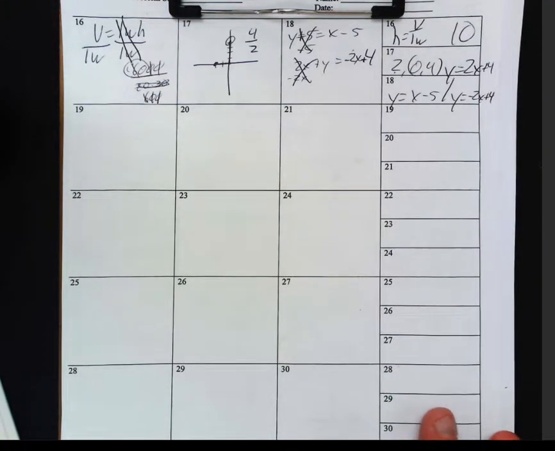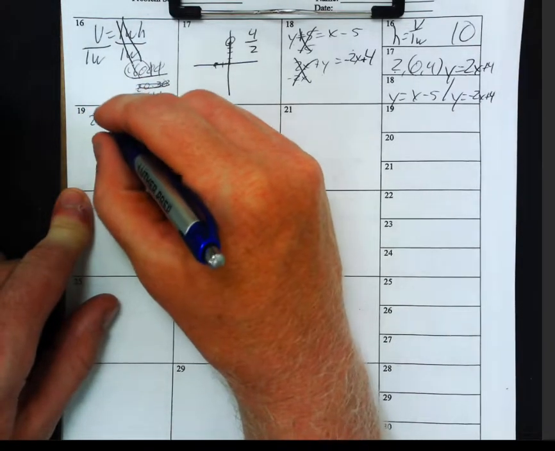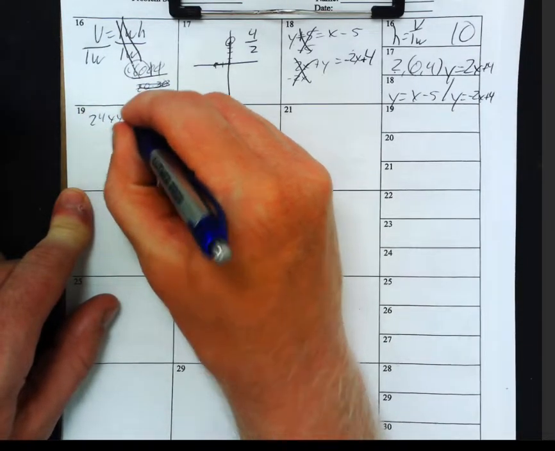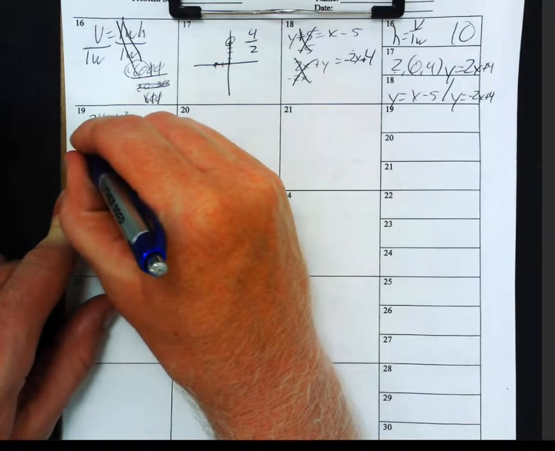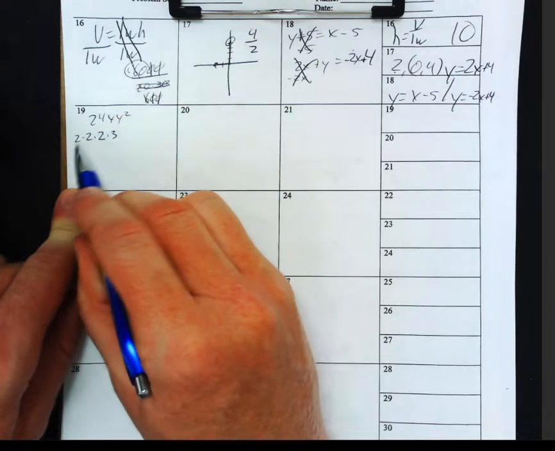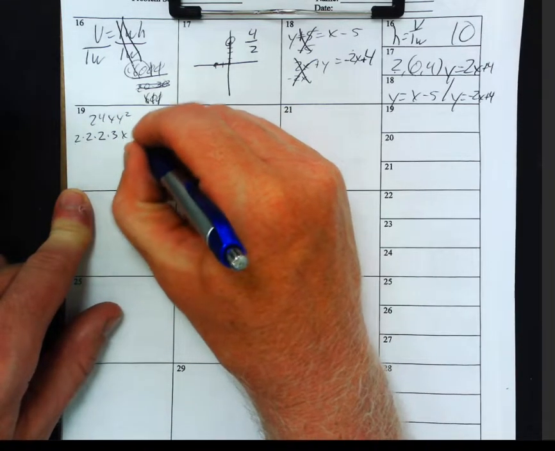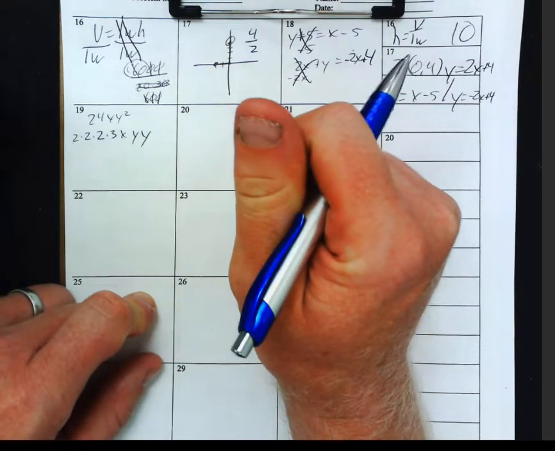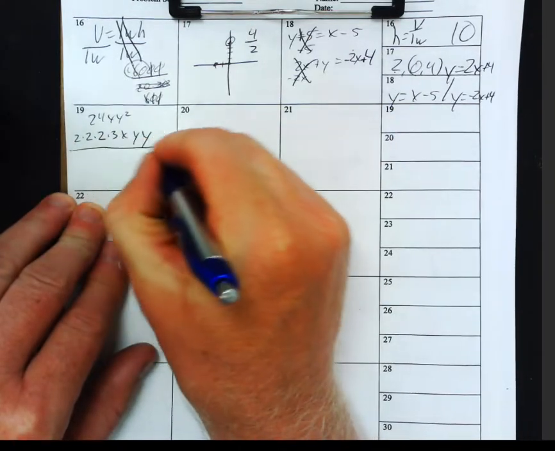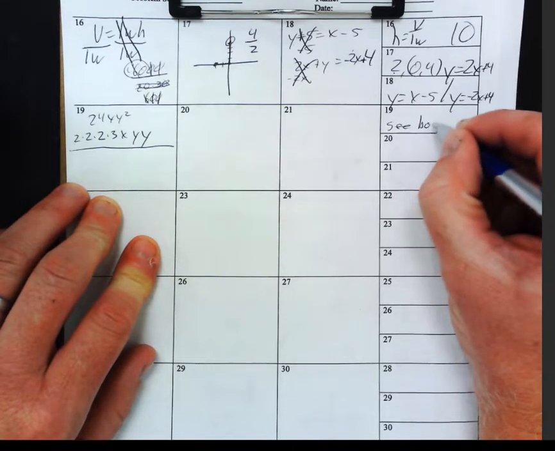19. Factor those. I have 24axy squared. That is 2 times 2 times 2 times 3. 2 times 2 is 4, times 2 is 8, times 3 is 24. 1 x and 2 y's. I'm just going to write C box.